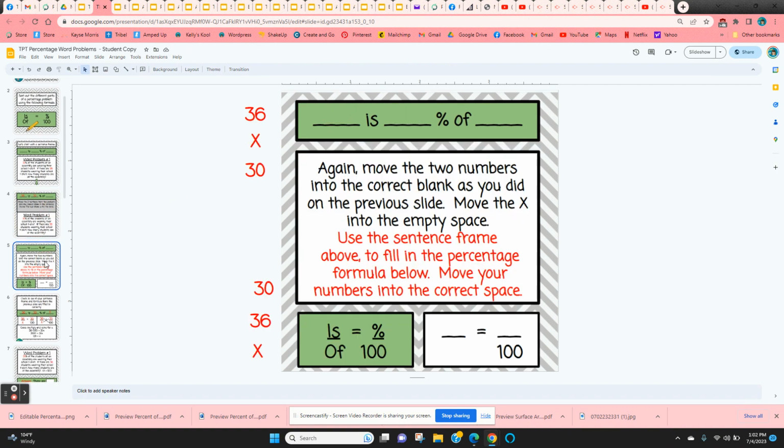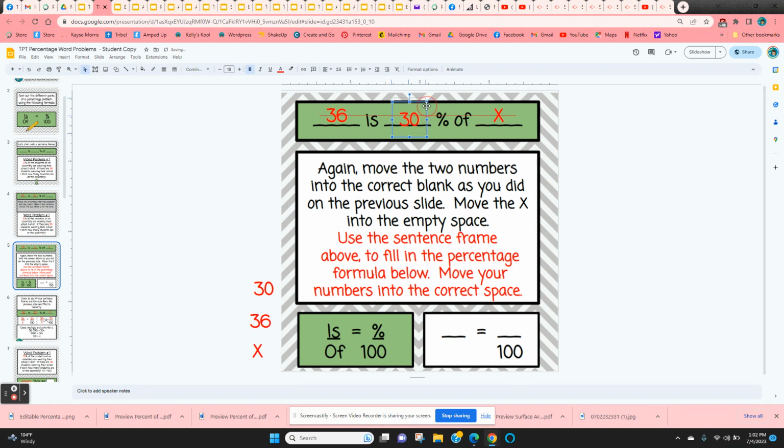Now on the next slide, they're going to do the same thing again. Place the numbers in the same place: 36, and they can go back and look if they need to. 36 is 30%. And then the blank that we don't know is the X. So we're going to put that X in the blank.